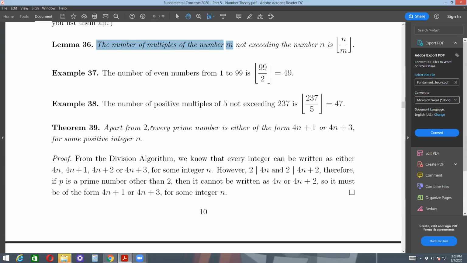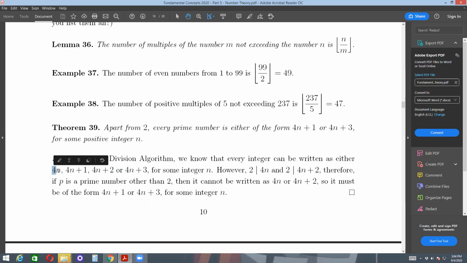Right. Apart from 2, every prime number is either of the form 4n plus 1 or 4n plus 3, for some positive integer n. This is important, apart from 2, because 2 can be written as either of those. So how this works is, there's a proof here, but basically every number can be written in one of these 4 forms: 4n, 4n plus 1, 4n plus 2, or 4n plus 3.